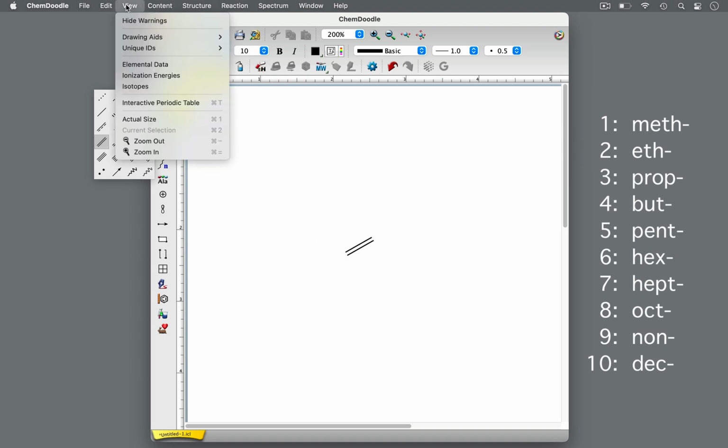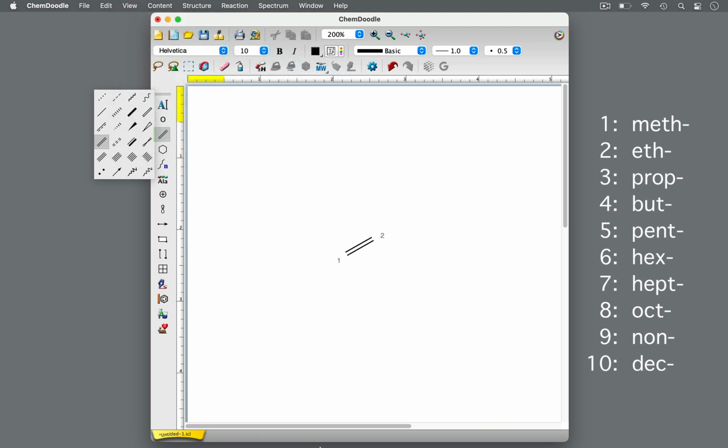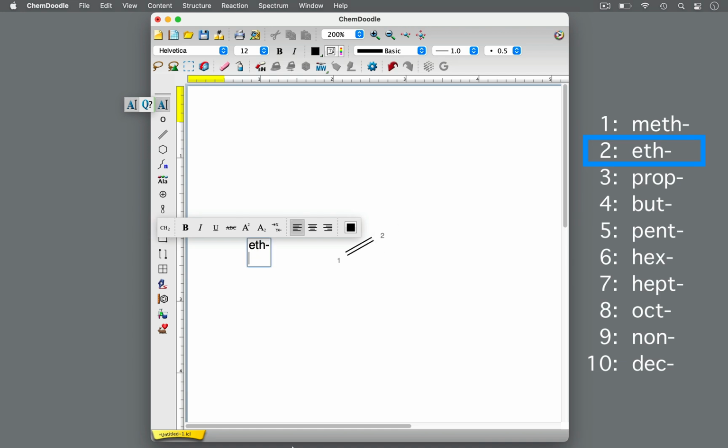First, identify the longest continuous carbon chain that includes the double bond. There are just 2 carbon atoms here, so we use the prefix eth. There's a double bond between those carbon atoms, so we use the ending -ene.